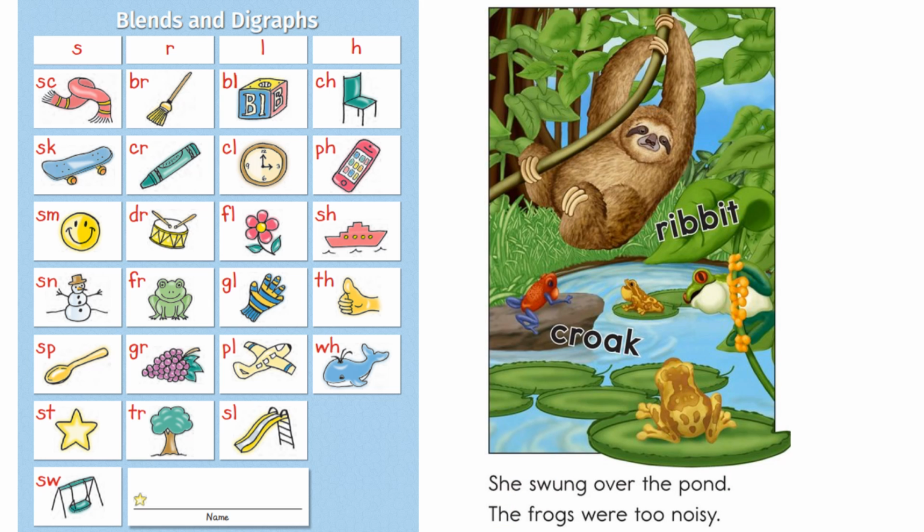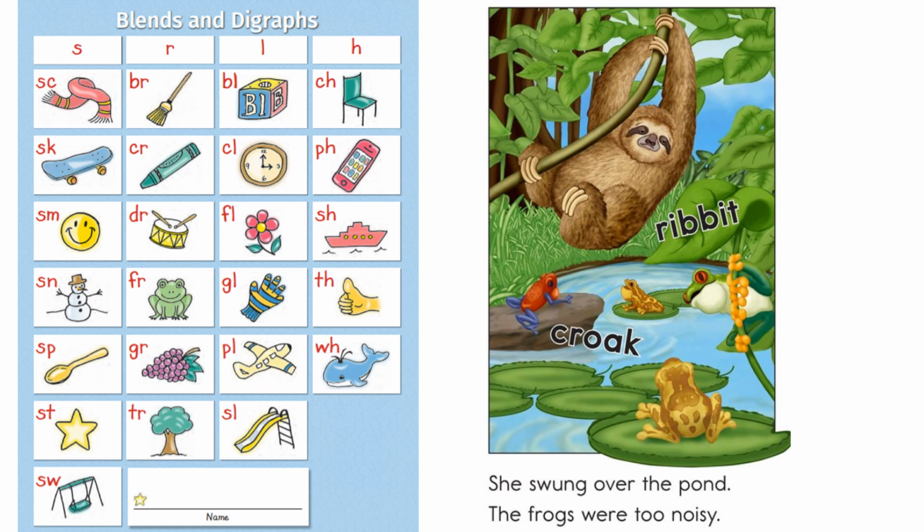Let's try another page. Look over the words and think, how many blends and digraphs can I find? Okay, let's read the page together. She swung over the pond. The frogs were too noisy. Croak, ribbit. Ooh, I think you heard the same ones I did.